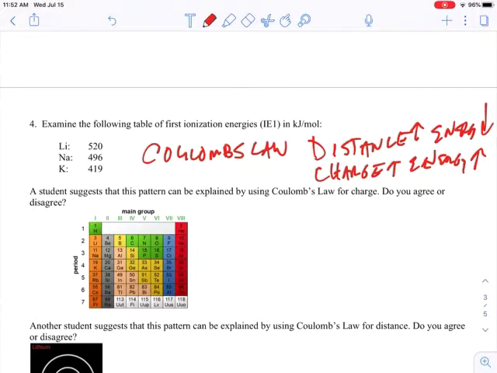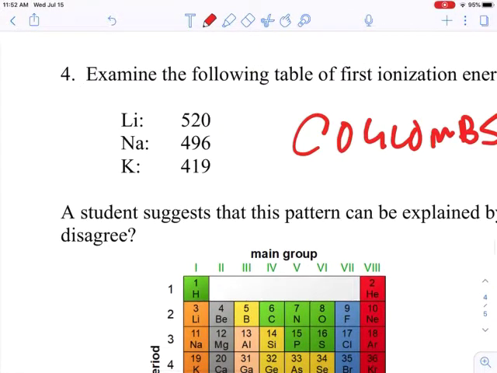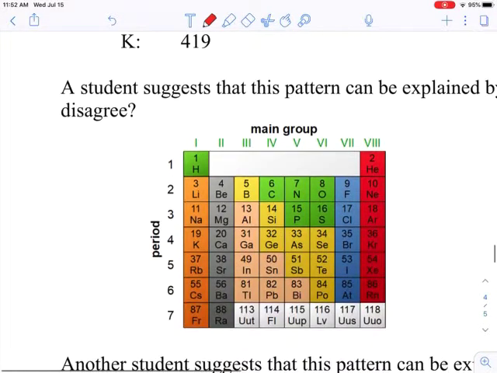All right, so first part here says, a student suggests that this pattern can be explained by using Coulomb's law for charge. Do you agree or disagree? So let's look at these guys here, lithium, sodium, and potassium. Remember, the charges come from the fact that you have protons. Lithium has 3 protons, sodium has 11 protons, and potassium has 19 protons. So potassium has way more protons than sodium or lithium, so its charge is up.